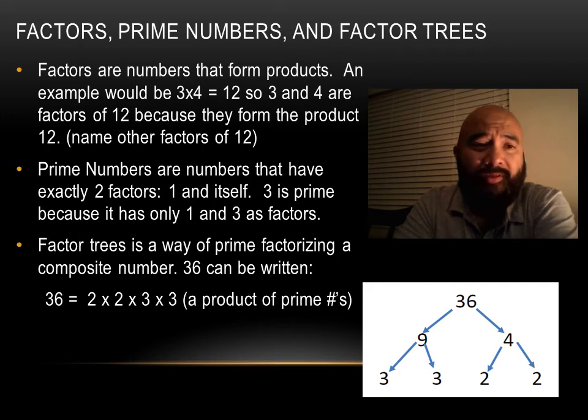Then composite numbers. Not written down there, but composite numbers are numbers that have more than two factors. And that's important because a factor tree is just a way of prime factorizing a composite number. If you look at the factor tree there, 36 breaks up into 9 times 4, and then 9 can be broken down into 3 times 3, and 4 can be broken down into 2 times 2. So another way of writing 36 in prime factors would be 2 times 2 times 3 times 3, or 2 to the second power times 3 to the second power. And that is prime factorizing with factor trees.